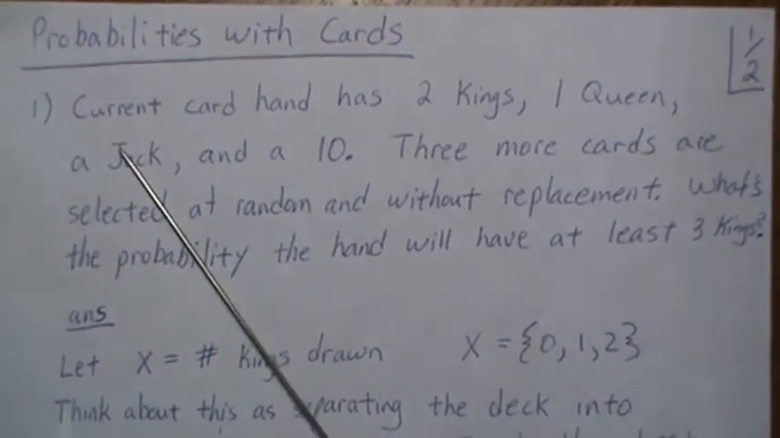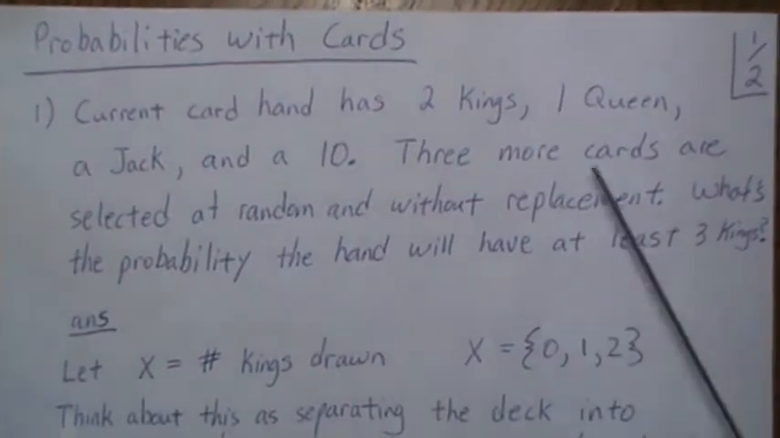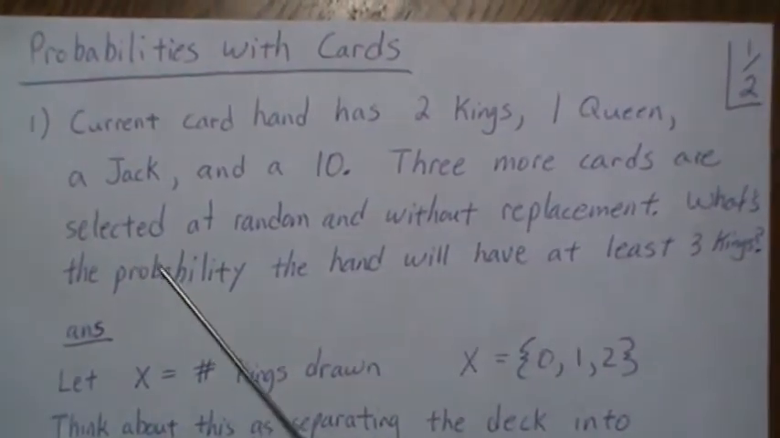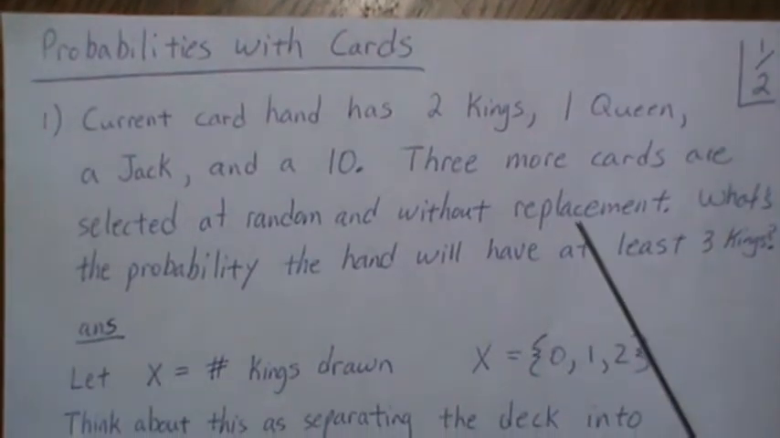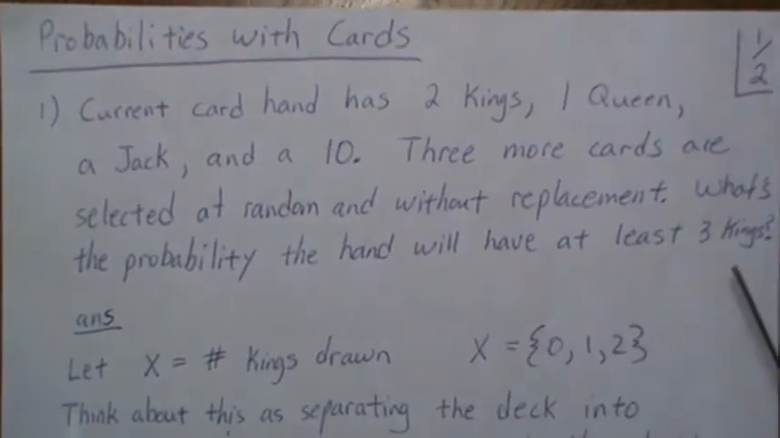So here, number one, current card hand has 2 kings, 1 queen, a jack, and a 10. 3 more cards are selected at random and without replacement. What's the probability the hand will have at least 3 kings?